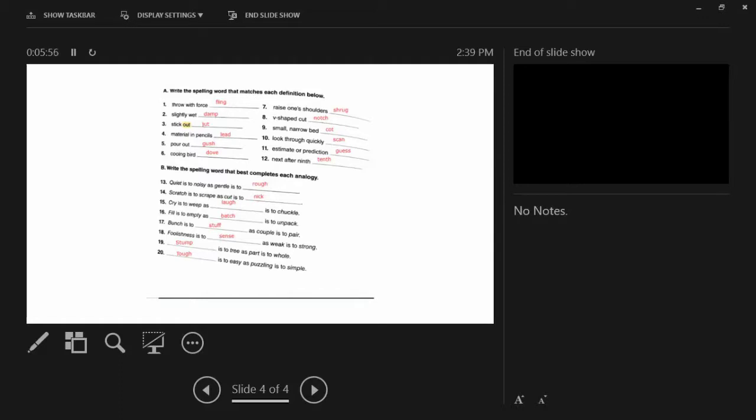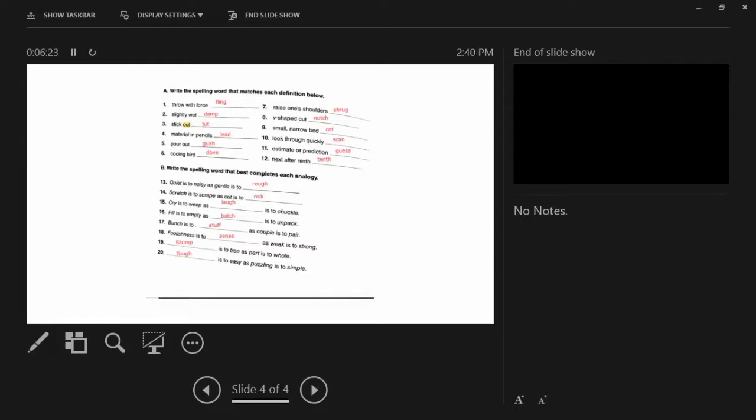So number 16 comes the opposite, fill, empty are the opposite, and pack, unpack, when you are assembling something and when you are unpacking. Number 17, bunch is to stuff, as couple is to pair. So same like stuff, lots of the quantity, and bunch lesser than that, and couple and pair. So it's also like the quantity increase and decrease. Number 18, foolish is to sense, the opposite one, foolish stupidity, and sense intellect, and weak is to strong, opposite.